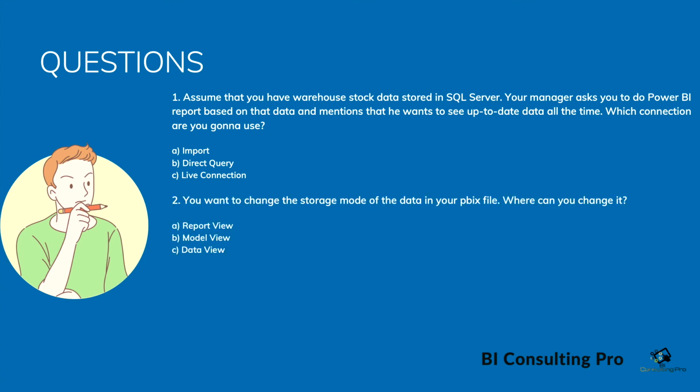The second question is that you want to change the storage mode of data in a Power BI file. Where can you change it? How are you going to change this data connection mode? In the report view, model view, or the data view? Don't forget to answer this one. It's a very tricky one. I'll explain it in the next video as well.